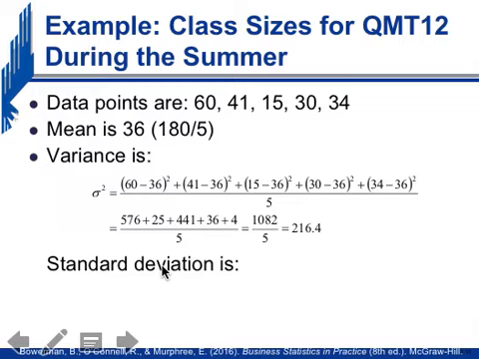Now, to compute for the standard deviation, again, we just have to get the square root of the variance. So getting the square root of 216.4, we will get 14.7105, and the unit will now be similar to the unit of the dataset. So the unit here will now be students. So it's easier now to interpret the variation of the dataset because the measure of variation is now in terms of the same unit as the dataset.